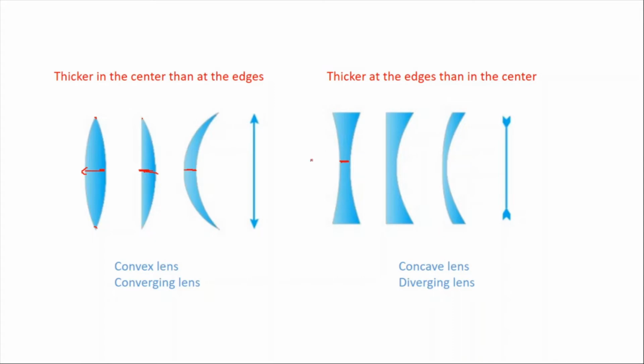Similarly, for the concave lenses, the middle is thinner than the edges. The edges are thicker than the middle. As you see, it's the same for all of the types of lenses. Also, we show the convex lenses like this, and this is the illustration for the concave lenses. In ray diagrams, many textbooks use this type of illustration of the convex and concave lenses.